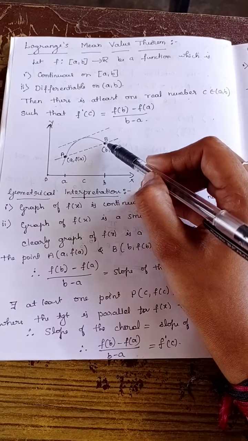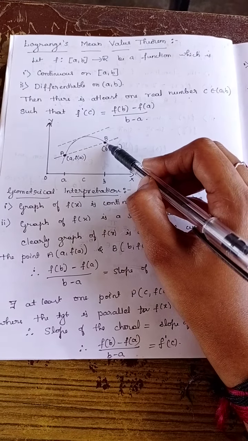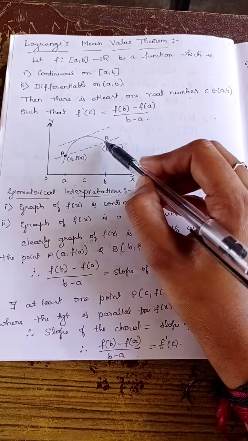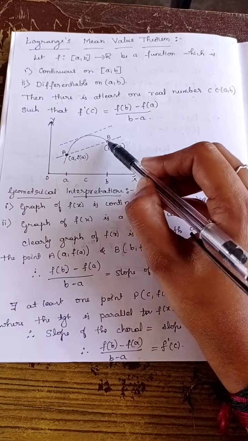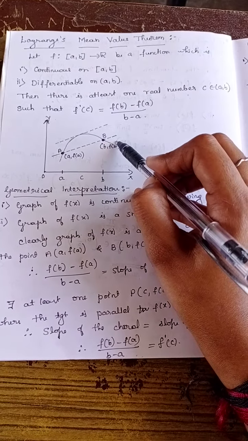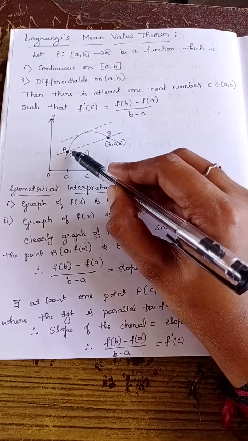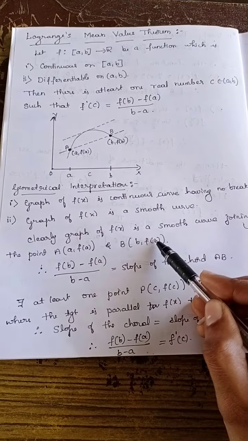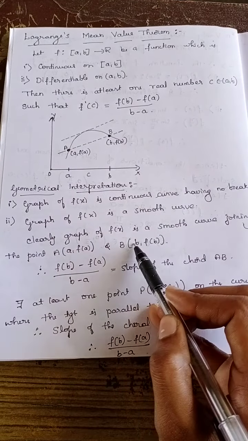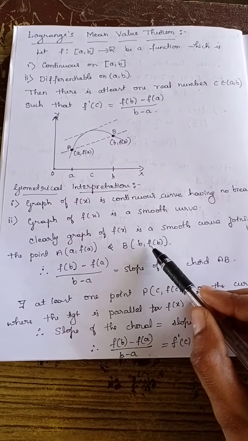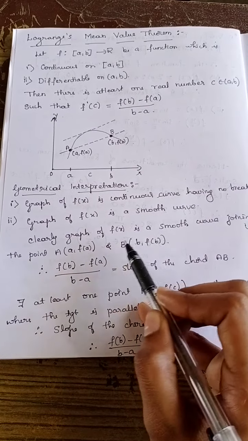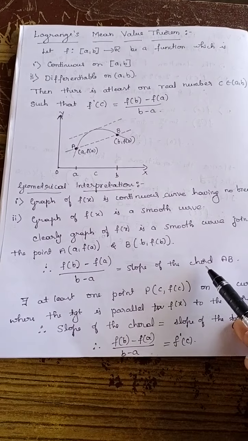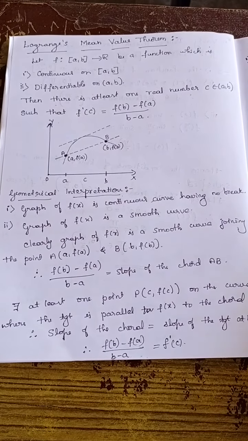Here A and B are any two points on the curve, and AB forms a chord on the curve f of x. The slope of this chord is equal to y2 minus y1 divided by x2 minus x1, that is, f of B minus f of A divided by B minus A. This is equal to the slope of the chord AB.